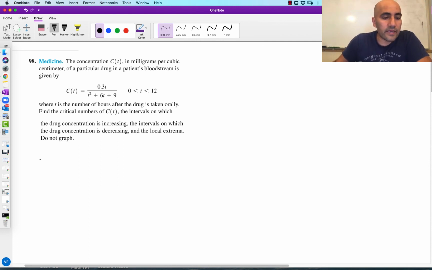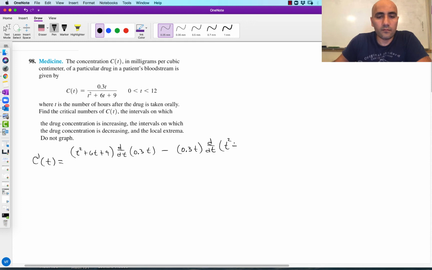So let's begin by taking the derivative, c prime of t. So the derivative is going to be the quotient rule, right? So let's do low d high minus high d low over the denominator squared we go.